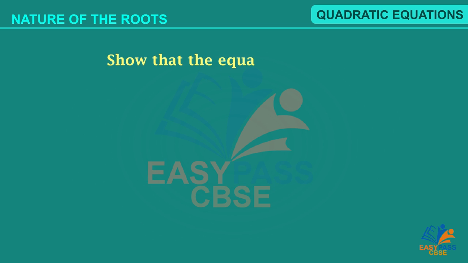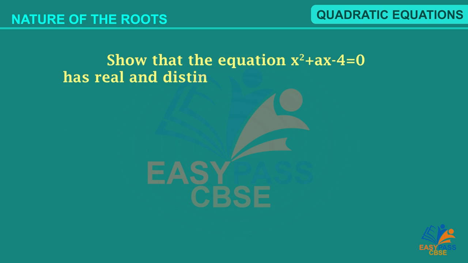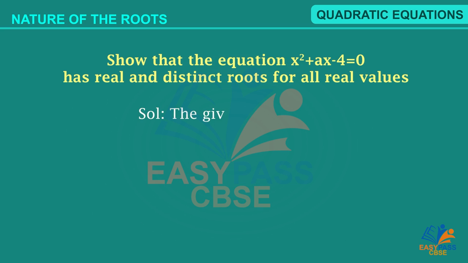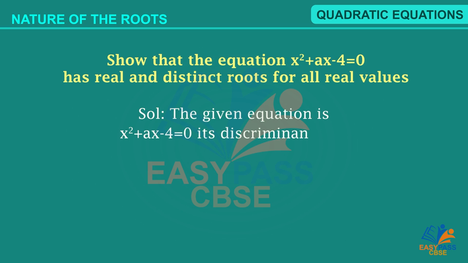The equation x square plus ax minus 4 = 0 has real and distinct roots for all real values of a. You have to show that the roots are real and distinct, or you have to show that the discriminant is strictly greater than 0. Showing the roots are real and different is the same as showing the discriminant is more than 0.